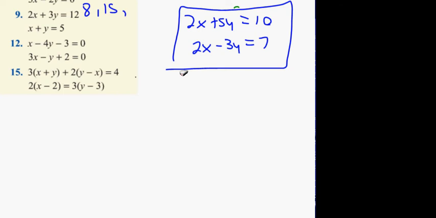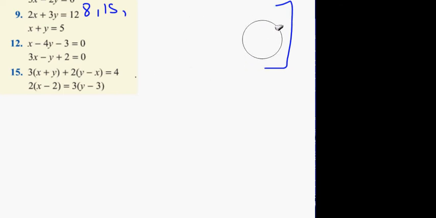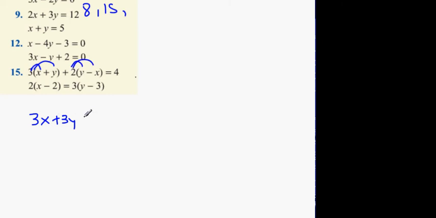Okay, can anybody tell me what would be a good way of starting to make them look like each other? David? Multiply out. 3x plus 3y, and then plus 2y minus 2x, it's alright, just be careful with the minus, equals 4. Now, 3x and the minus 2x gives 1x, and then 3y plus 2y is 5y, equals 4. It now looks like a simultaneous equation.